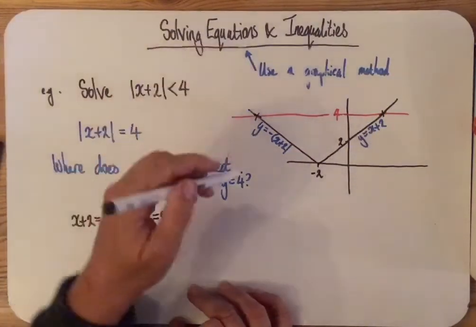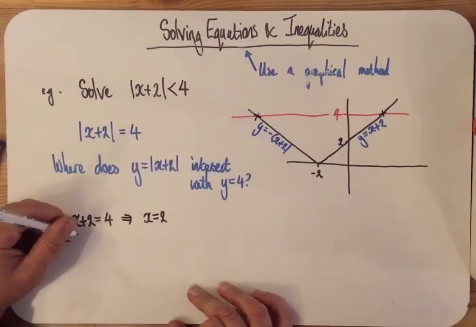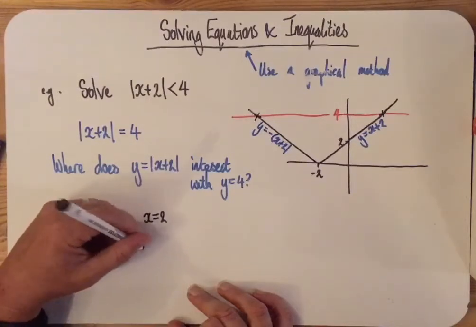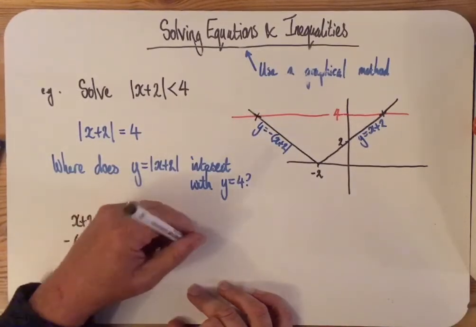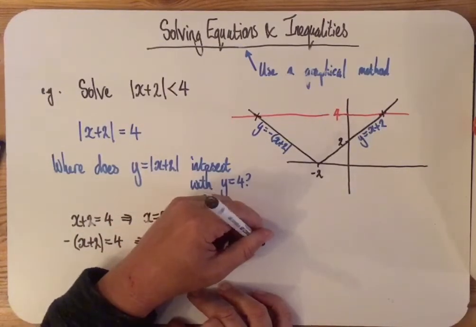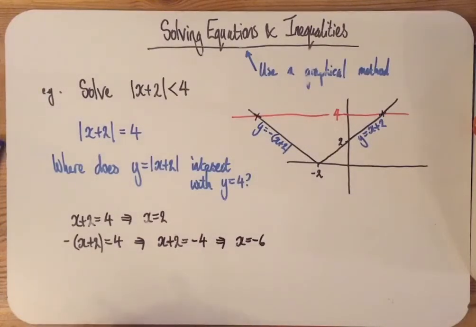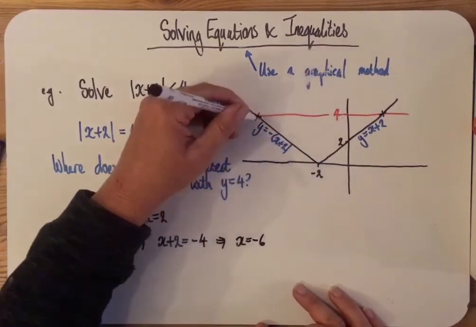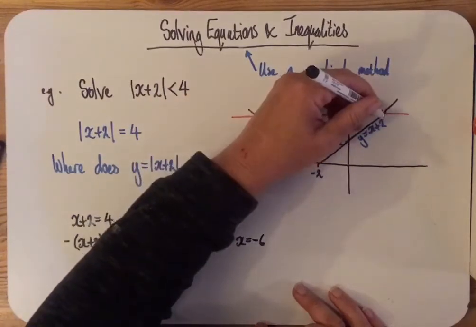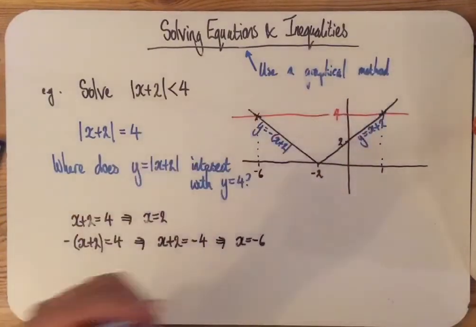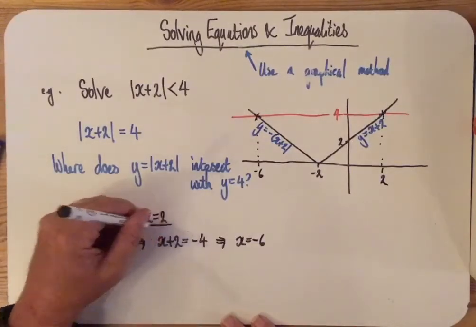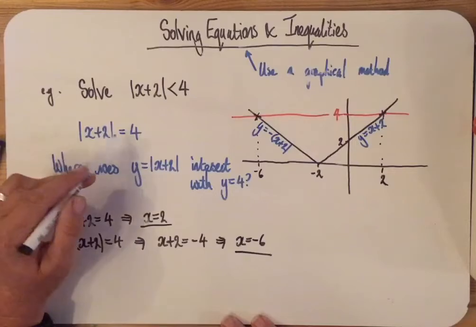This one here is where minus x plus 2 is 4. So x plus 2 is equal to minus 4, and x is equal to minus 6. So if I put them onto my graph, that's at minus 6, and that one there is at 2. So these are the answers to modulus of x plus 2 equals 4.